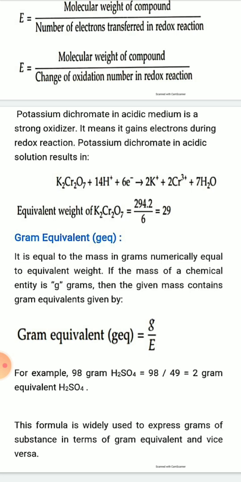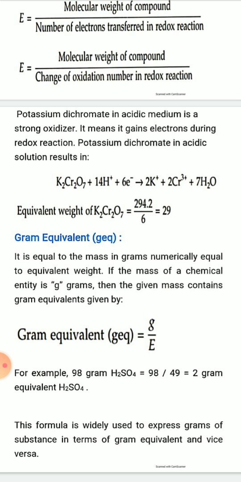For example, suppose 98 gram sulfuric acid is provided. What is the number of gram equivalents of sulfuric acid? 98 divided by the equivalent weight of sulfuric acid, and you know the equivalent weight of sulfuric acid is 49. So 98 divided by 49 is 2 gram equivalents of H2SO4, sulfuric acid.